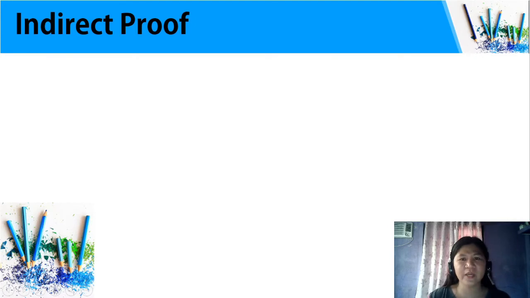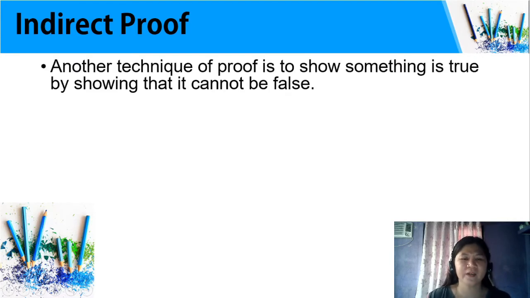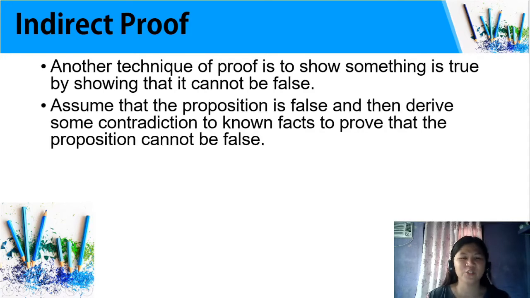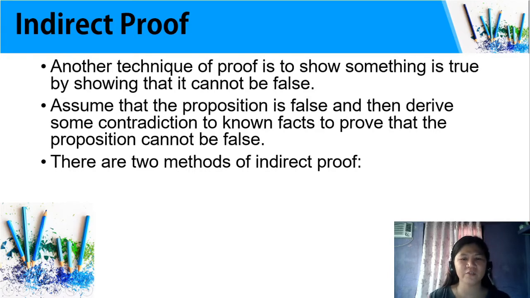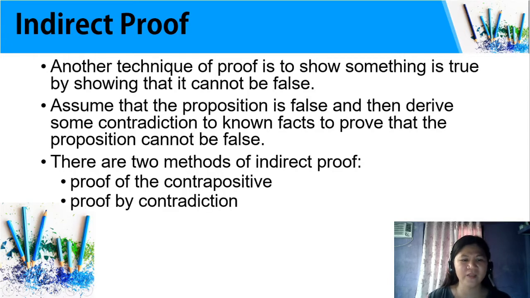Now we proceed to the indirect proof. Another technique of proof is to show something is true by showing that it cannot be false. Assume that the proposition is false and then derive some contradiction to known facts to prove that the proposition cannot be false. So there are two methods of indirect proof. One is the proof of the contrapositive and the other is proof by contradiction.